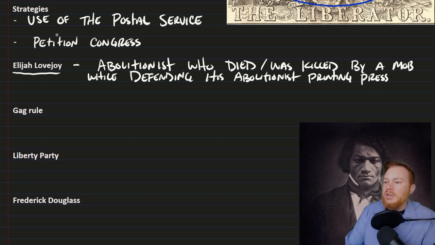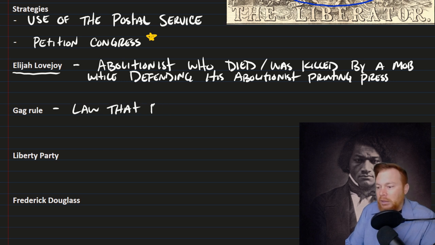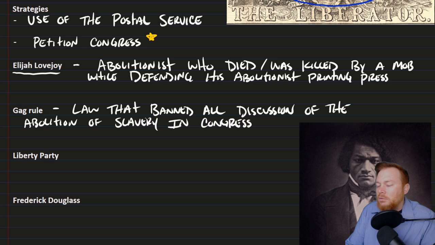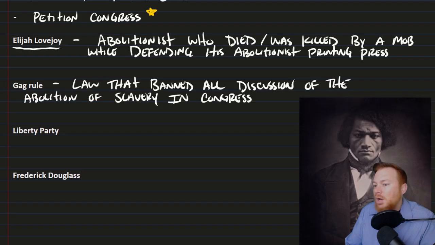So one of the strategies that the abolitionists used was to petition Congress. The abolitionists petitioned Congress so much that eventually Congress passed what was known as the gag rule. And this was a law that banned all discussion of the abolition of slavery in Congress, more specifically in the House of Representatives. So eventually, Congress just said, "Look, we're not going to talk about it anymore."